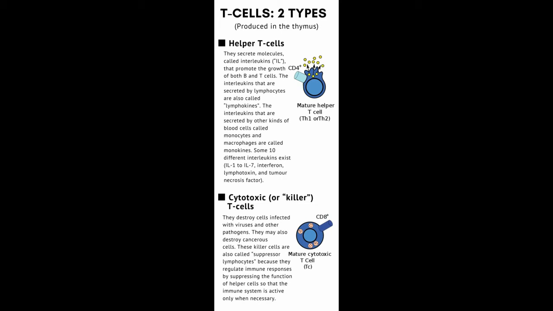Helper T cells, CD4 plus, secrete molecules called interleukins that promote the growth of both B and T cells. The interleukins that are secreted by lymphocytes are called lymphokines. Cytotoxic or killer T cells destroy cells infected with viruses and other pathogens. They may also destroy cancerous cells. These killer cells are also called suppressor lymphocytes because they regulate immune responses by suppressing the function of helper cells so that the immune system is active only when necessary.